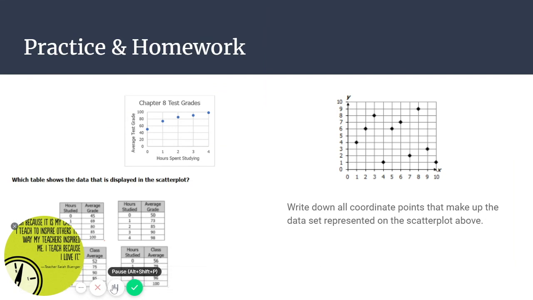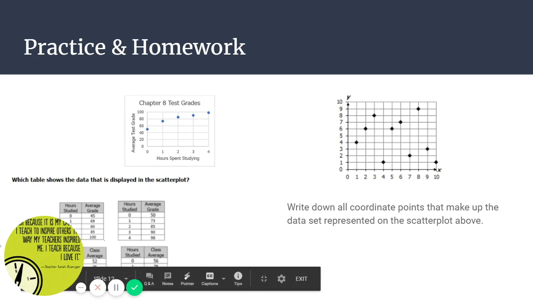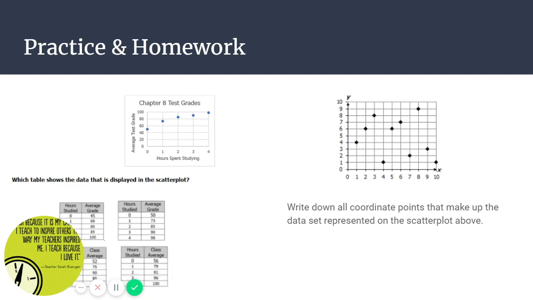You are now ready to complete your practice and homework problems. Please see the following 2 questions. The first one says, which table shows the data that is displayed in the scatter plot? So please read the 2 tables, figure out which data points have been plotted for the Chapter 8 test grades. Number 2 says, write down all coordinate points that make up the data set represented in the scatter plot. So you're writing coordinate points for your X and Y coordinates for all of the points plotted in this data set. Please pause the video and take a moment to answer your practice/homework problem.